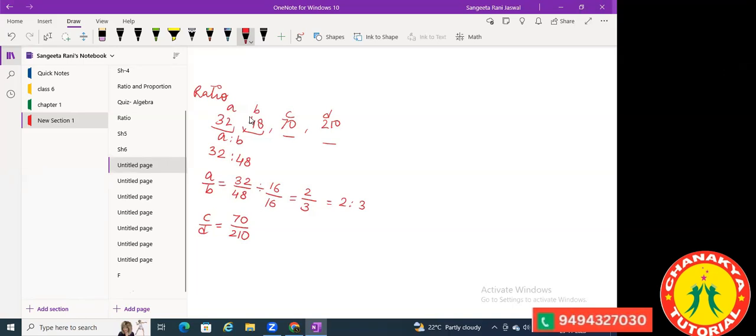Okay, now look here. Now, what will I do? Can I reduce this to lower form? 70 upon 210. If I divide this by 10, zeros will not be there. Now 7 by 21 can further be reduced to a lower form if I divide this by 7.